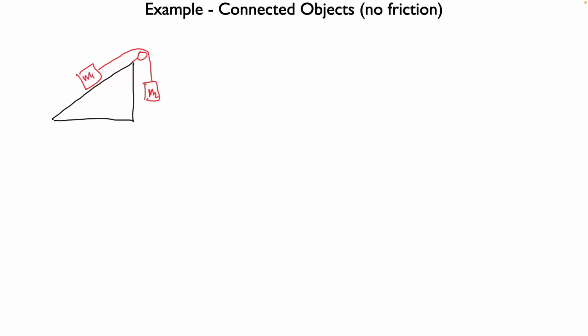All right. The way you deal with connected objects is you isolate the objects, draw free body diagrams for both of them. There's going to be a free body diagram for the mass on the slope. There's going to be a free body diagram for the mass that's hanging down.